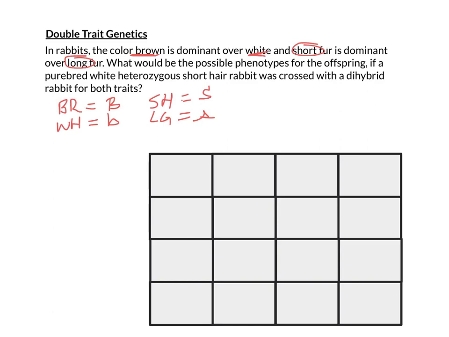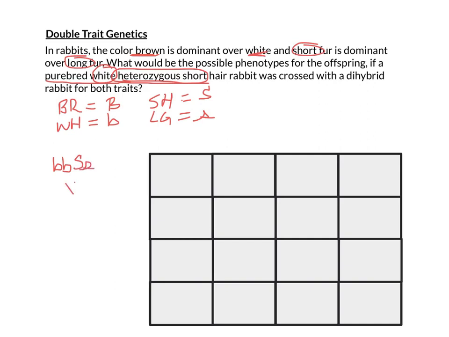Second step is identifying the genotypes of the parents. It says a purebred white, heterozygous short. Now let's just take it one step at a time. The first color is white. In order to be a white rabbit, you have to be purebred, which is another word for homozygous recessive, so that means it would be little b, little b, and you are heterozygous for short hair. So hetero means different, so it would be big S and little s.